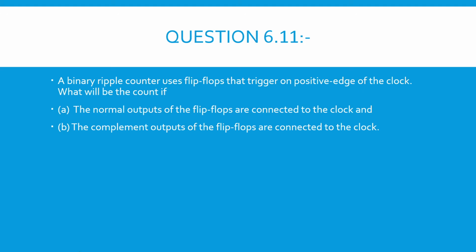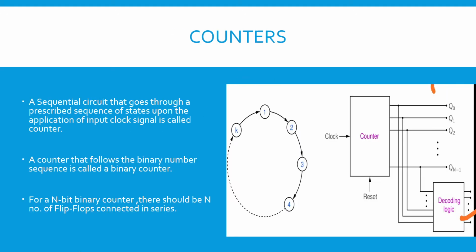So in this question we can see that it talks about a binary ripple counter, triggered using the positive edge of the clock. In the first case we have normal outputs, and in the second case we have complemented outputs. So we have to see what these terms mean, and we will look at them one by one.